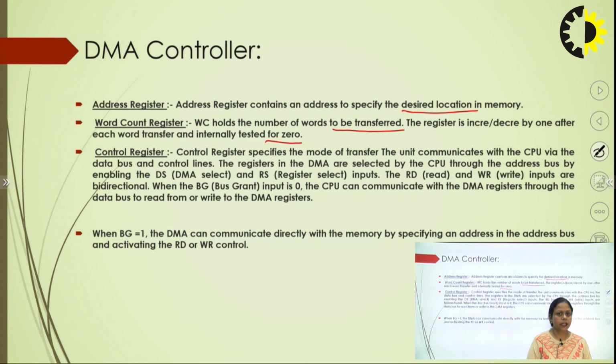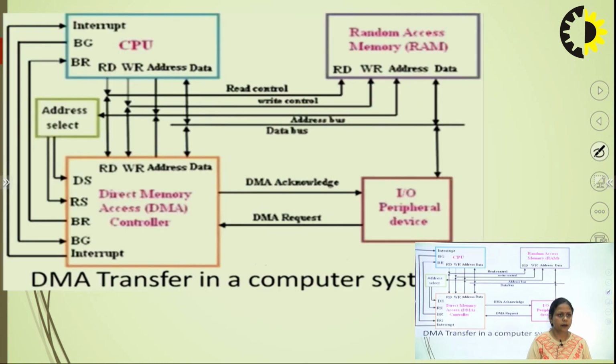Now, we should understand what is the DMA controller and the DMA transfer. You can see here, this is the input output devices and this is the random access memory or main memory. The main transfer should be from the main memory to the input output devices. Now, what will happen? How is it possible with the help of direct memory access?